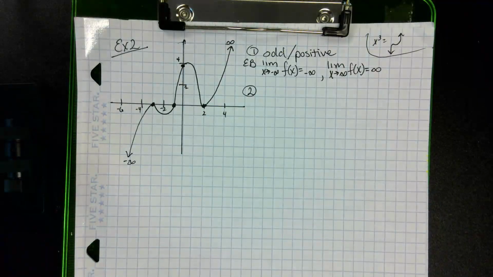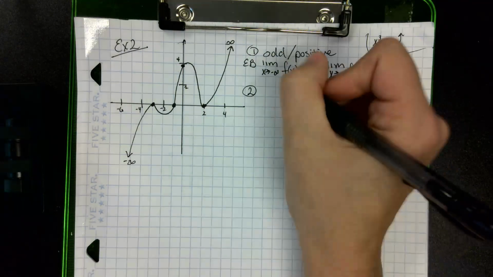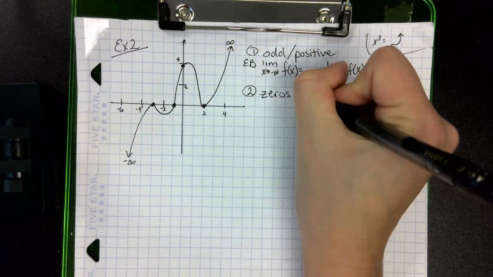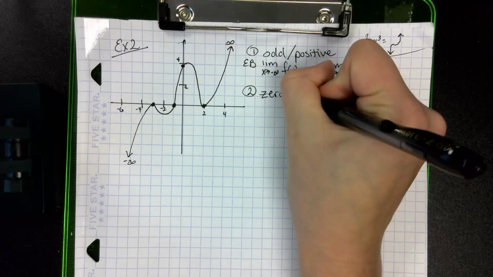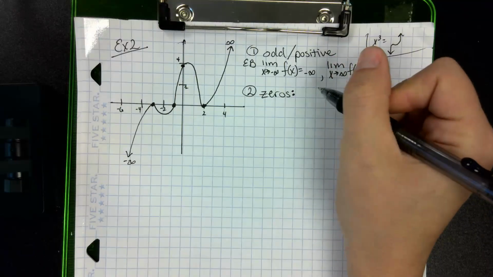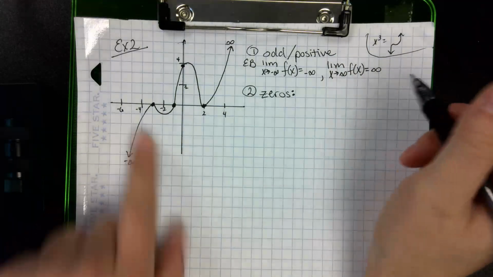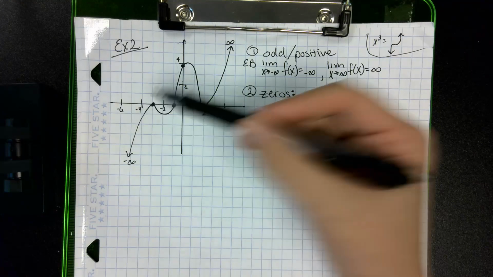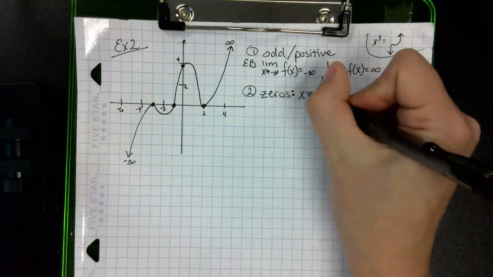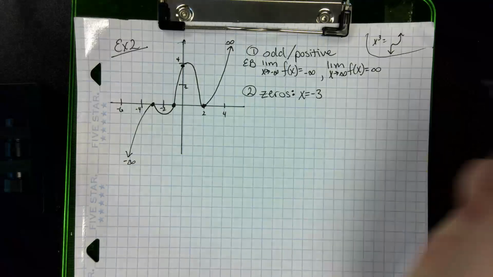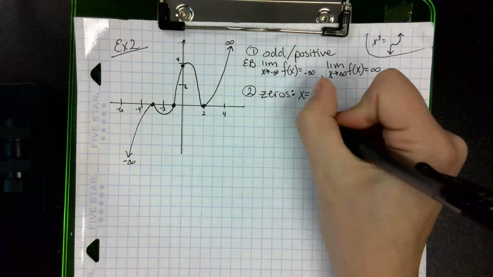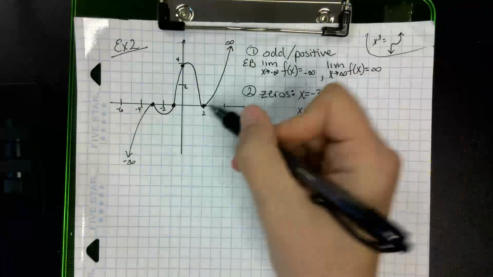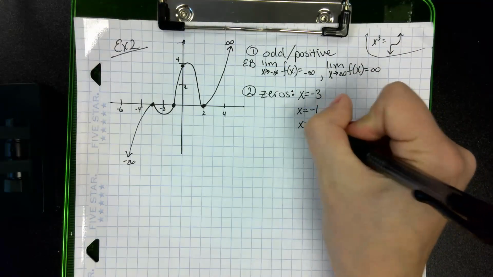All right, so then the second part, I need to give the zeros. I'm going to list the zeros. So the first one, and it doesn't matter what order you write them in, I normally go smallest to largest. The leftmost zero is at negative 3. So x equals negative 3. Then I have another one at x equals negative 1. And then I have another 0 at x equals 2.